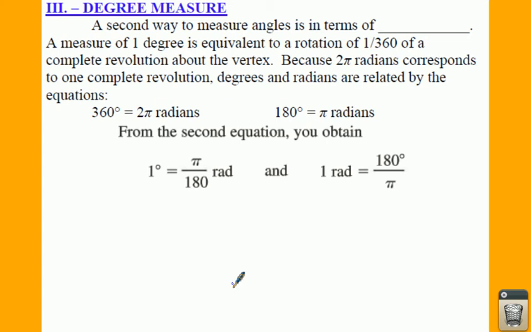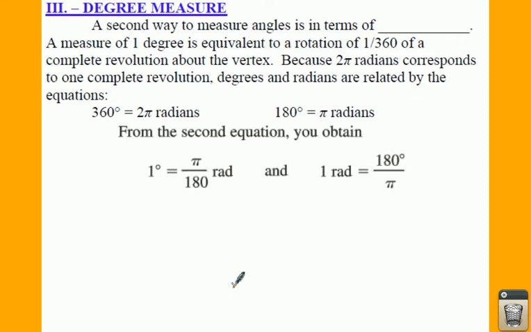So the next thing we need to go over is degree measure. We talked a little bit about radian measure, and I know radian measure is something new for you, and it's just something you're going to have to work through. If you don't understand something, you're going to have to come in and make sure you get extra help from me.